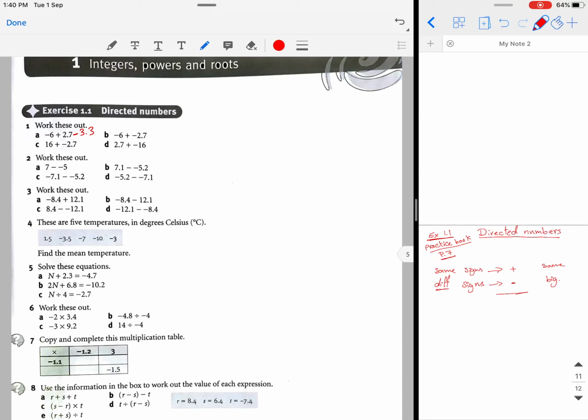Number B, we have negative and negative, so it's the same sign. So what should I do? Yeah, add them. 6 plus 2.7, it will be 9.7, and put a negative sign, so it's negative.